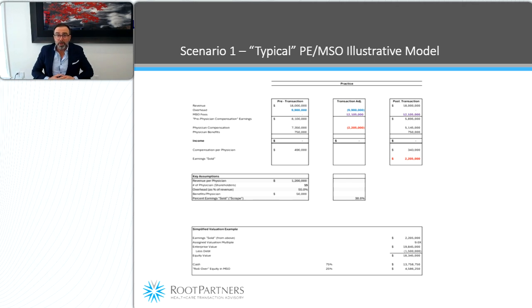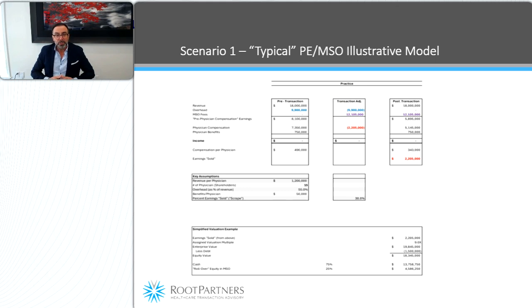The more marquee the practice, the more growth, the higher that multiple is going to be. It's not unusual to see those multiples in the double digits, low to mid double digits, sometimes higher, although I think those days are behind us. And then you can see that would generate a valuation of about $20 million in this particular example. Let's assume it has some debt, and then the payment to the doctors essentially would be roughly $18 million.